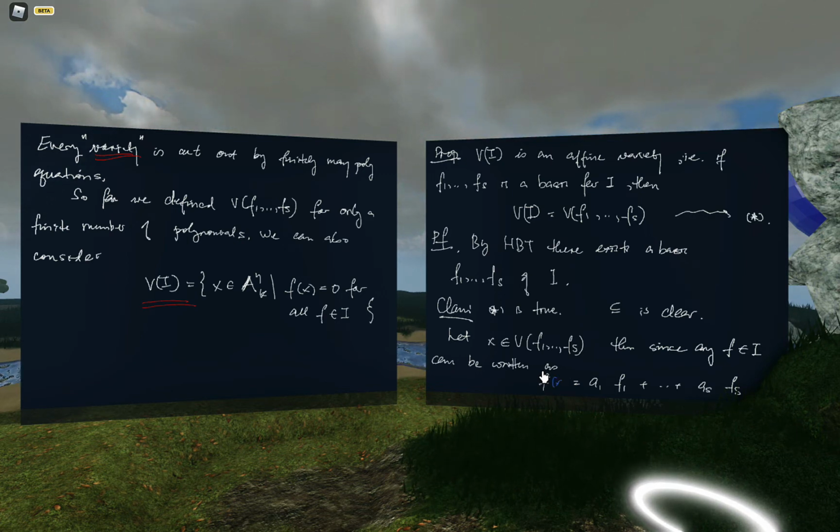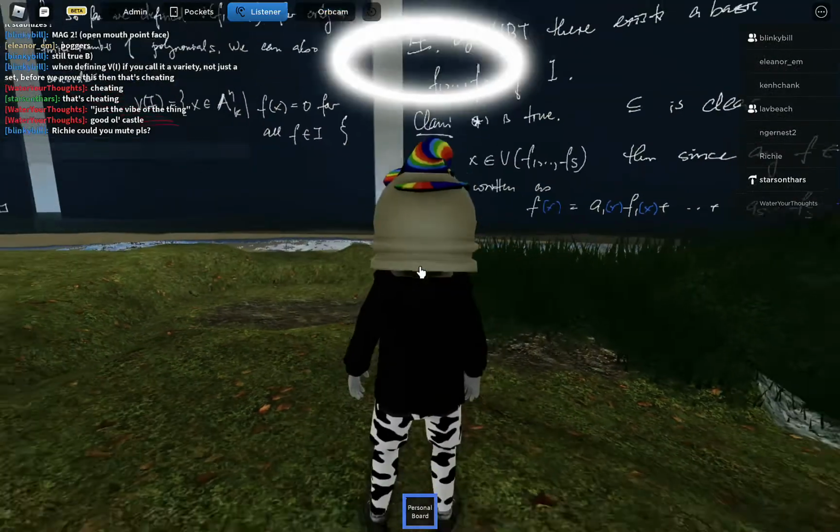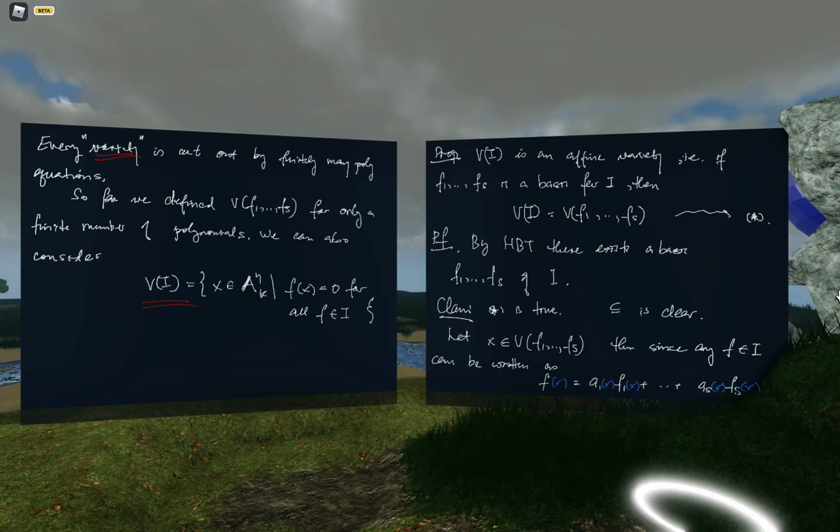And so if we do this, if x is a point such that f1 through fs are all 0, then this equation tells us that f is also 0 at x, because you can write f as some linear combination of the f1 through fs, and they're all 0. So it doesn't matter what a1x or asx are. They're all going to be just some number times 0.